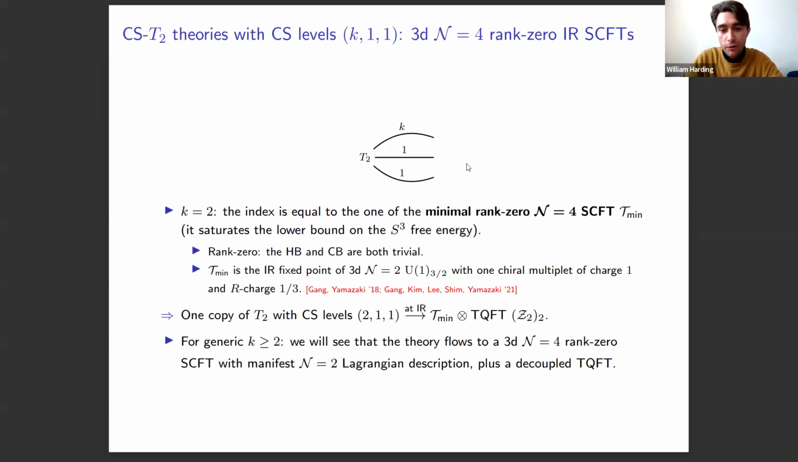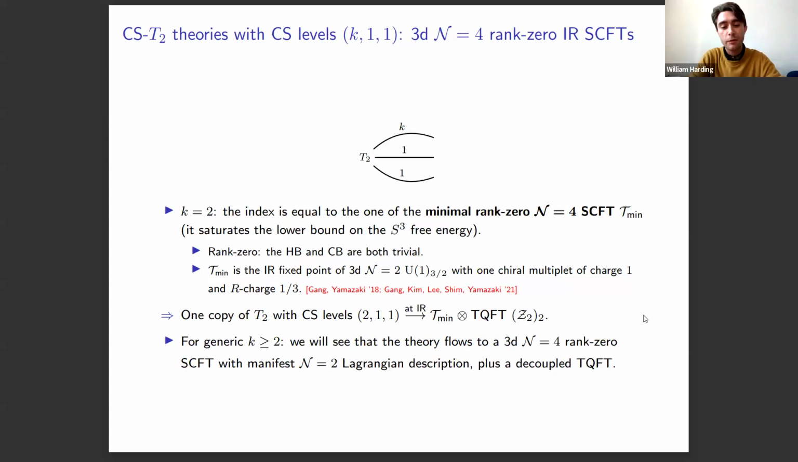Then let me also explain that this minimal rank 0 N equal to 4 SCFT has another description with manifest N equal to 2 SUSY. Indeed, this is the infrared fixed point of the 3D N equal to 2 U1 level 3/2 gauge theory with one chiral multiplet of charge 1 and R charge 1/3. And so, if we take one copy of T2, with Chern-Simons-Trinion 2,1,1, this flows in the infrared to the minimal theory times a TQFT, which is denoted as Z2 level 2, and I will explain what it means in the next slide.